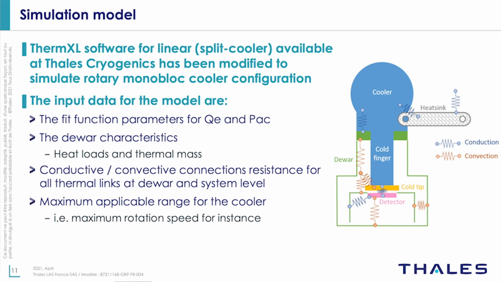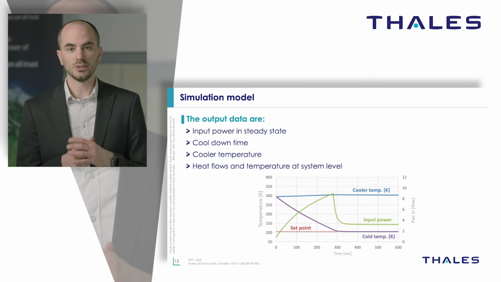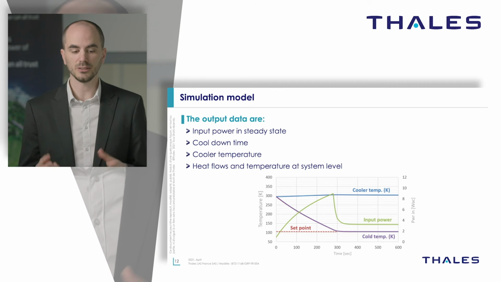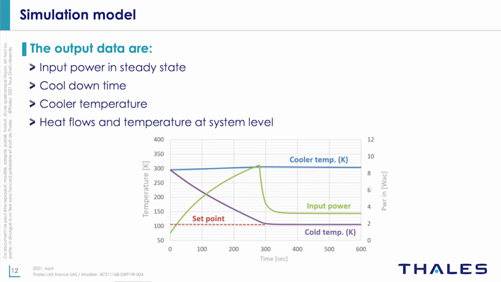And we also have to use the maximum applicable range for the cooler. The output of this model is the cooler performance, such as the input power, the cool down time, the cooler temperature, the cooler skin temperature in fact, and the heat flow and temperature at system level. You can have some kind of graph like you see on the slide, and that means this model can also be used to predict the cooler performance, but also to predict the impact of the cooler on the system relative to the thermal dissipation, for instance.